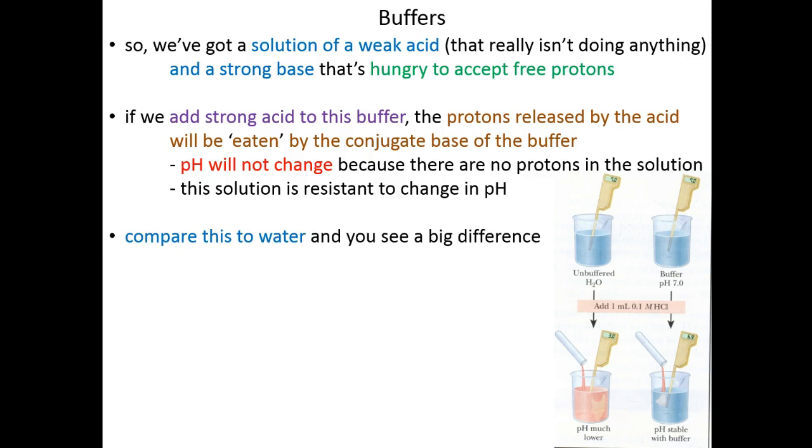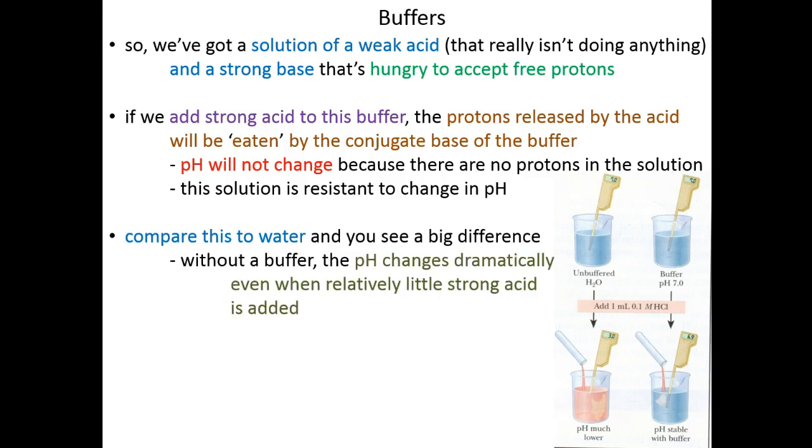Compare this to water, where you add the same amount of strong acid when there's no buffering. That strong acid, as soon as it hits the water, gives up its free protons. Those free protons have nowhere to go, and the pH drops off precipitously, because those free protons contribute to a more acidic pH.